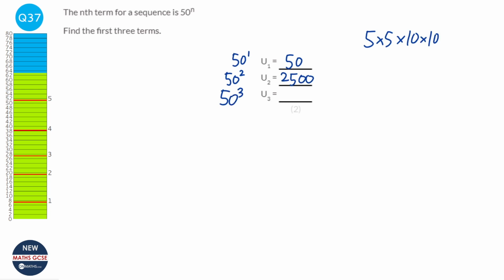So that's going to be 2,500 times 50 again. And so when you times that out, you get 125,000.